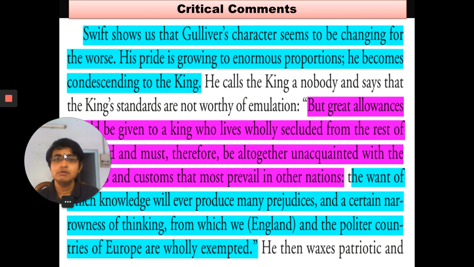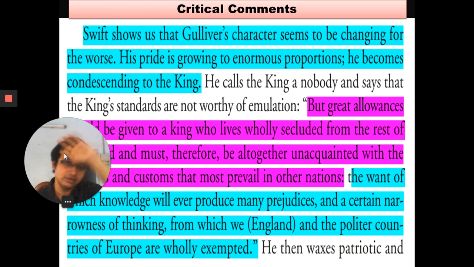Beginning in the land of Lilliput, Gulliver was a different being altogether. Gulliver there resists various forms of corruption. He resists all forms of colonialism there. He resists the idea of the emperor regarding colonizing Blefuscu. He denies it. But in this particular book, his pride is growing to enormous proportions.